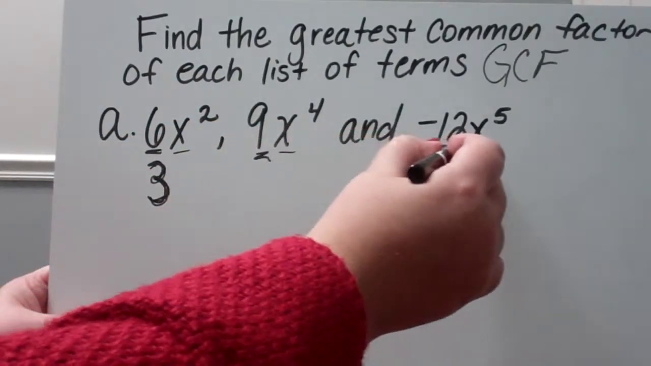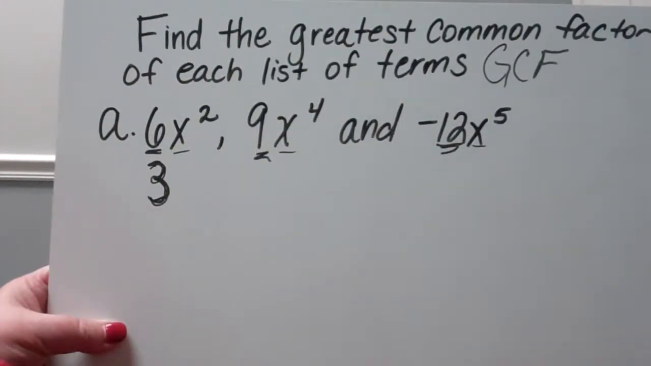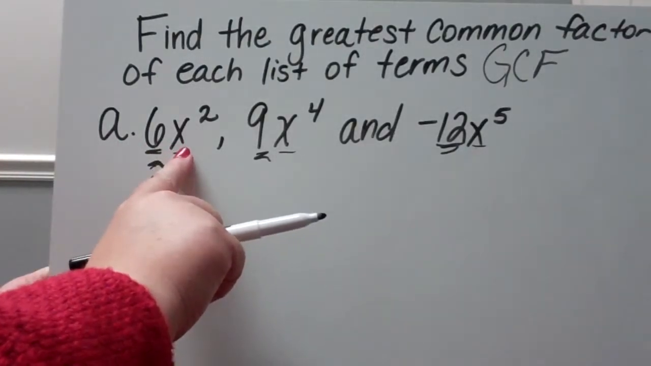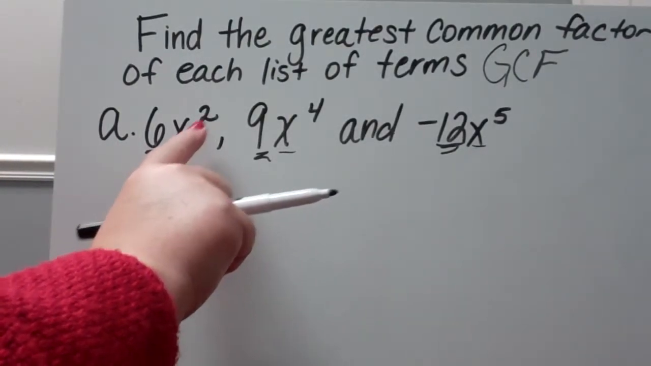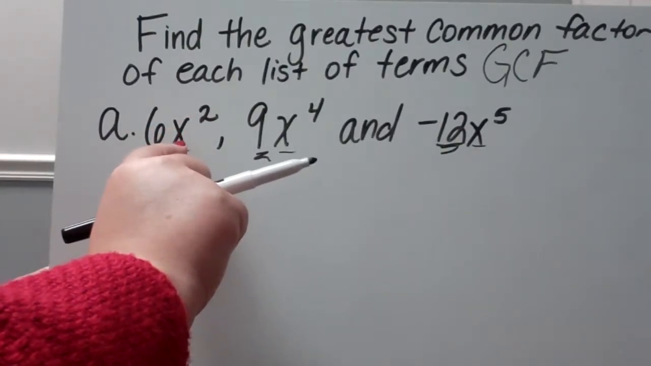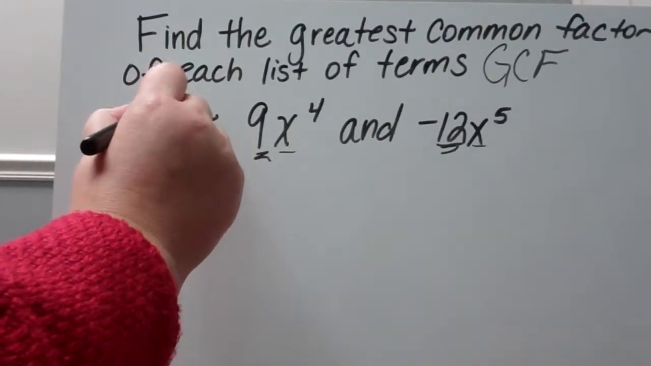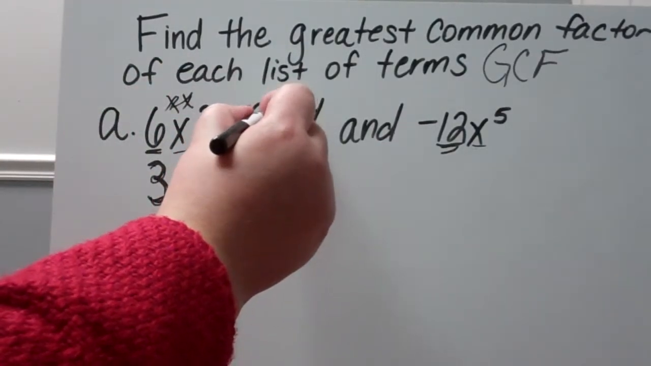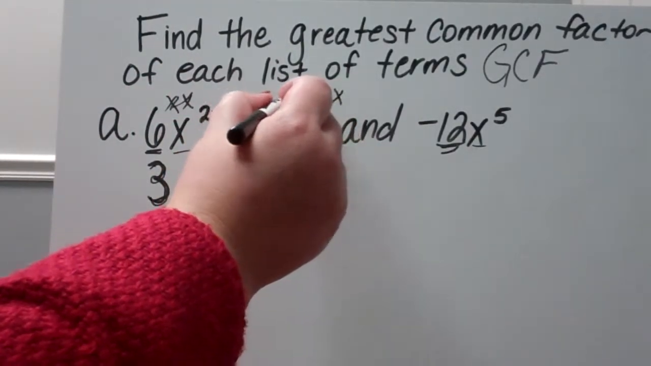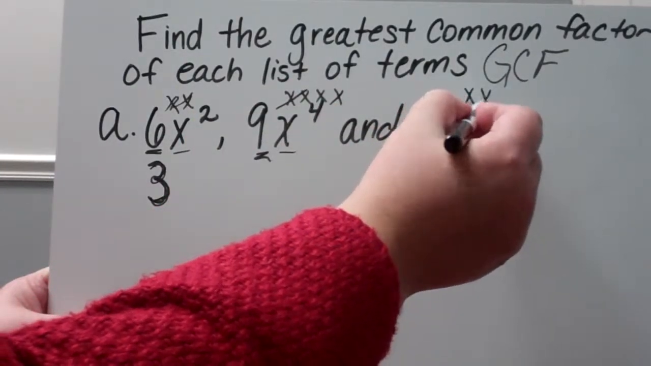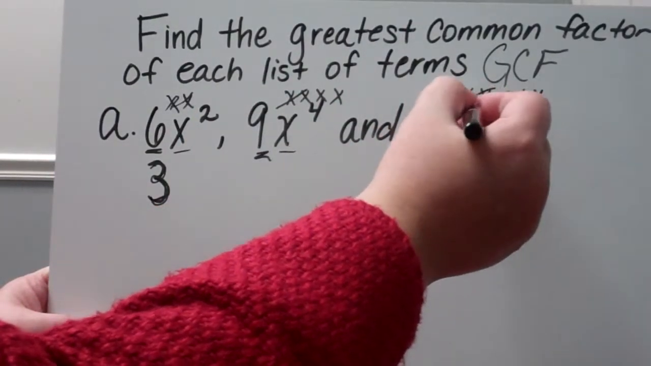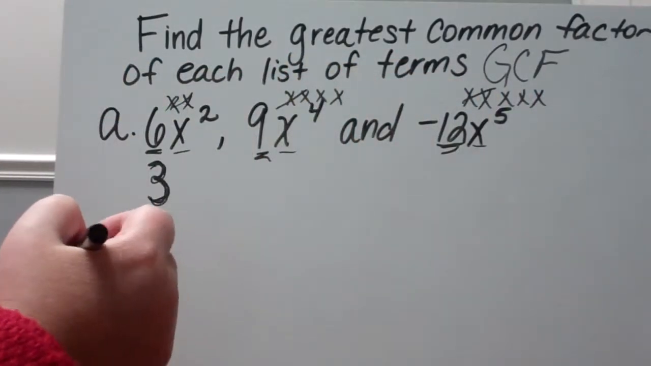Let's look at the variable term. Okay? We've got x squared, x to the fourth, and x to the fifth. You're always going to use, for your GCF, the smallest exponent. So here it's x squared. Because if you were to divide out x squared, 2 x's, this one has 2 x's to give. Does this one have 2 x's to give? Yes. Does this one have 2 x's to give? Yes. All of them have 2 x's at least.